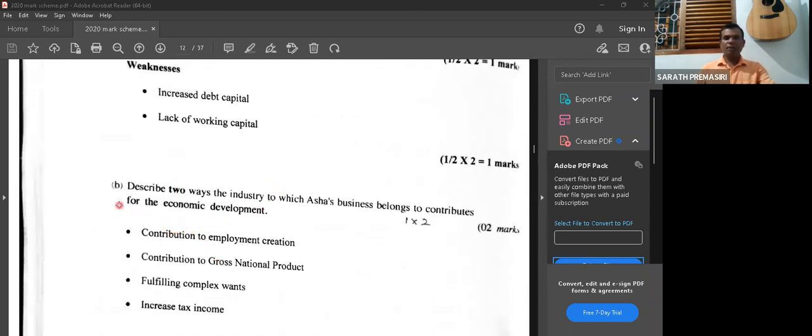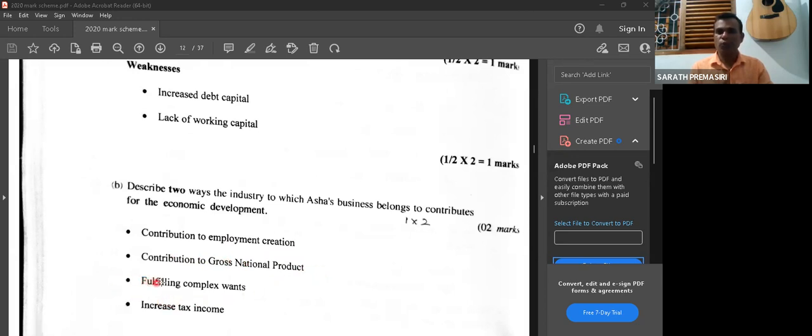See whether you are able to identify. Contribute to employment creation. You know that she has some trained workers. She has employed a number of workers here, employees, so she can contribute to economic development by supplying employment opportunities. And she can contribute to gross national production. Contribution to gross national production.